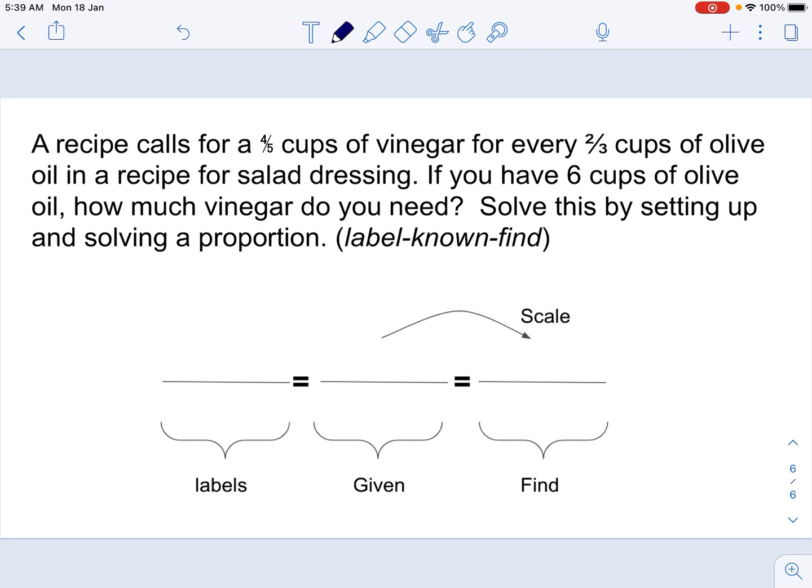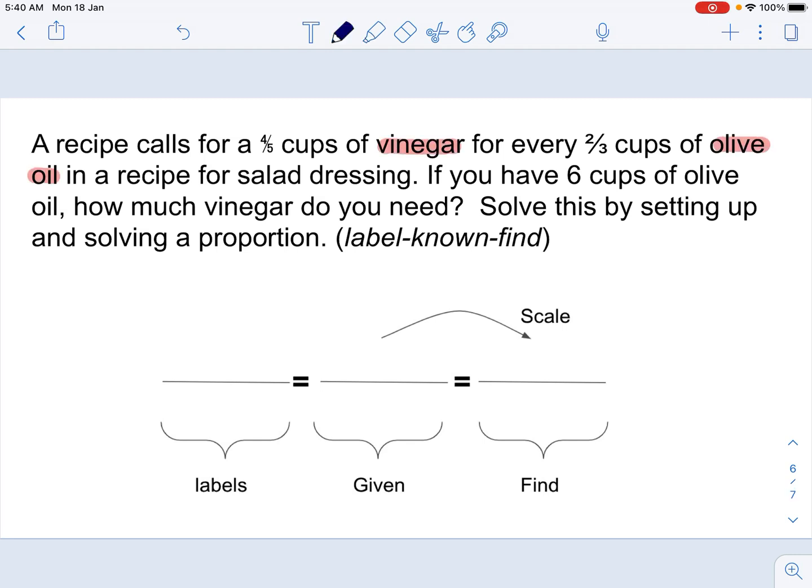All right, now this last one is another proportion problem, but it involves fractions. Let's go ahead and read it first. It says a recipe calls for 4/5 cups of vinegar for every 2/3 cups of olive oil in a recipe for salad dressing. If you have 6 cups of olive oil, how much vinegar do you need? Solve this by setting up and solving a proportion. So what are the two variables that I'm going to be comparing here? I'm going to be looking at vinegar and olive oil.